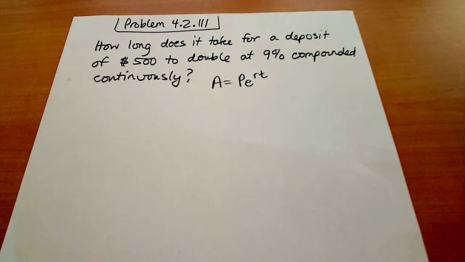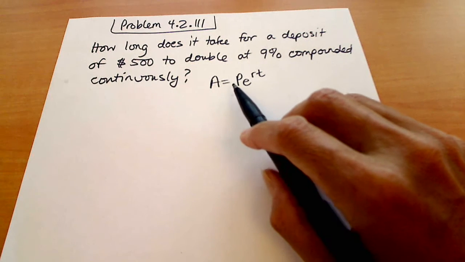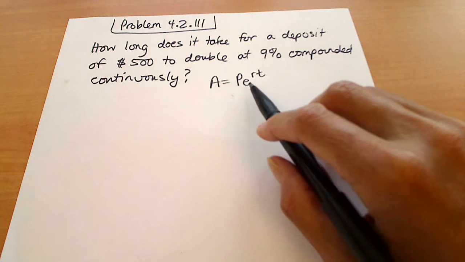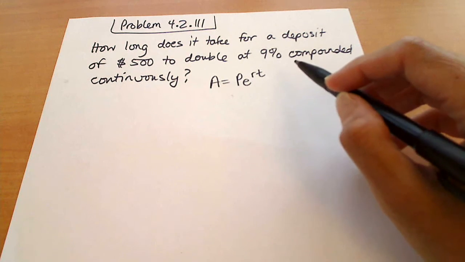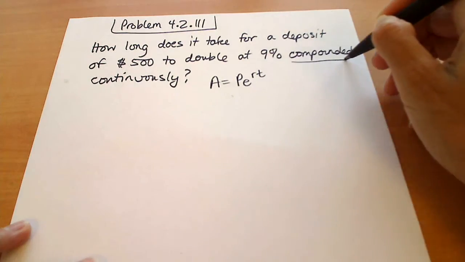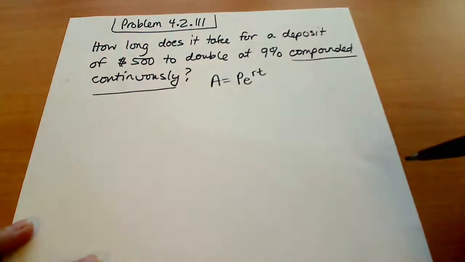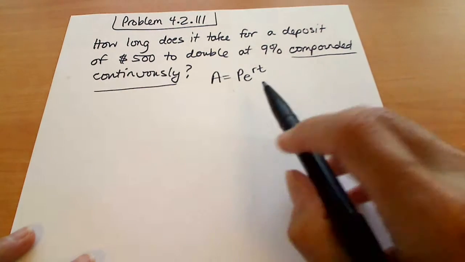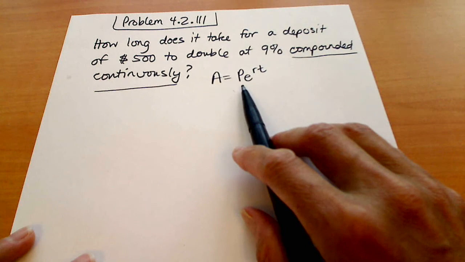So in this problem, it's asking us how long does it take for a deposit of $500 to double at 9% compounded continuously. And we would be using this formula right here, A is equal to Pe^(rt), to solve something like this. How we know that is because of the words compounded continuously. And this is the continuous compounding formula.